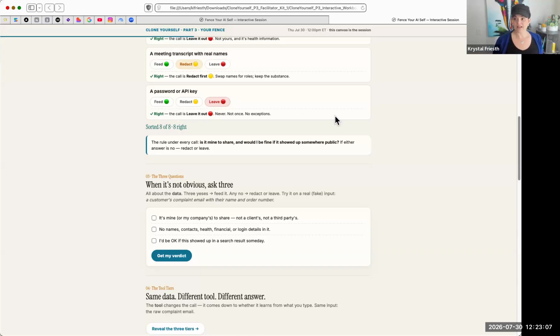Anything that takes the friction out, that lowers the cognitive load for people, very helpful. Easier to fall in line, right?